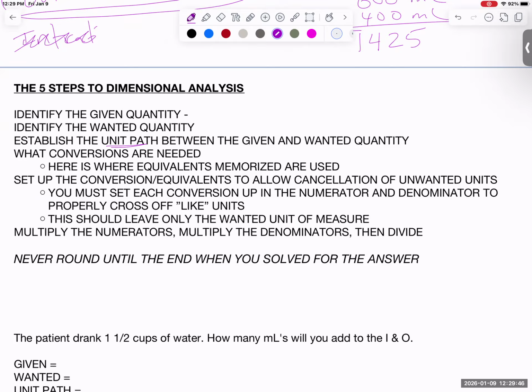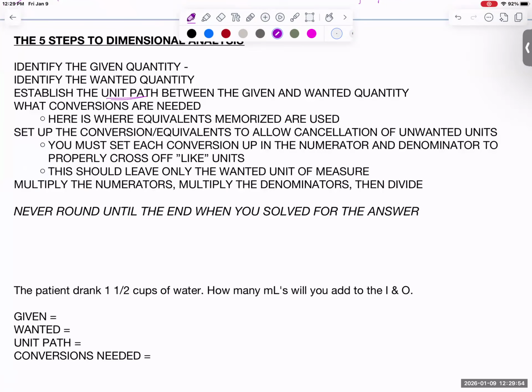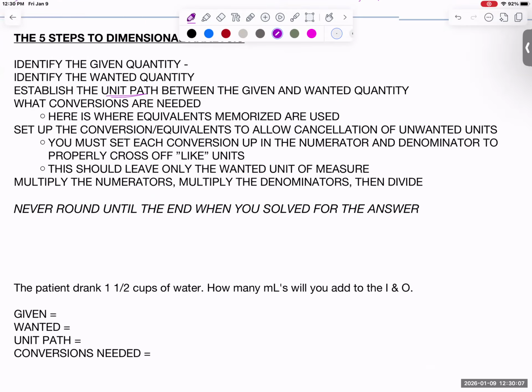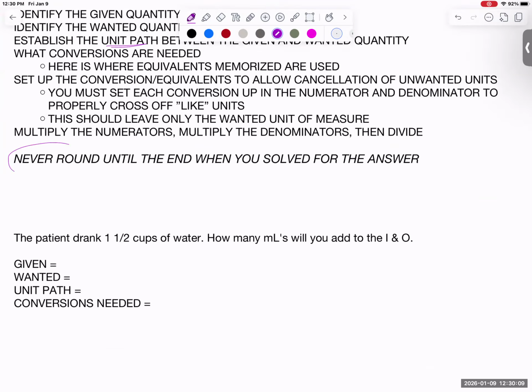All right. So this is where the equivalents come in that you've memorized. This is why the equivalents are so important. And then once you have the equivalents set up, which I'm going to show you how, then you learn to cross off diagonally because we use everything in fractions, and then we solve, multiply, and then divide. So it's much easier if I just show you. All right. And there's a little disclaimer here. Never round your answers until the very end of the problem. And I'll show you in person.